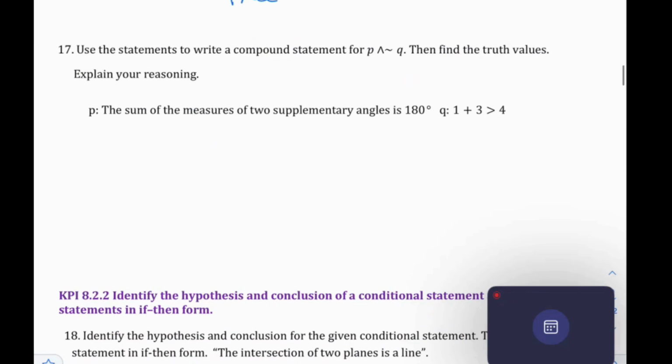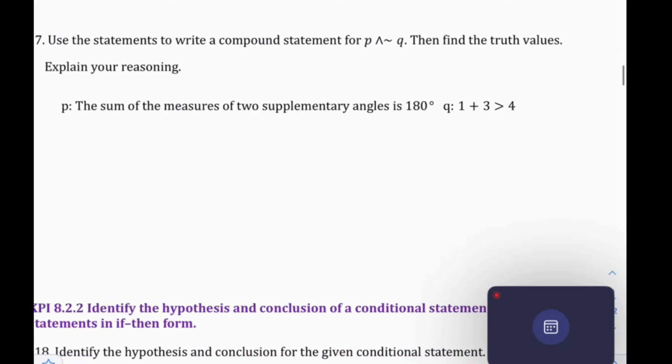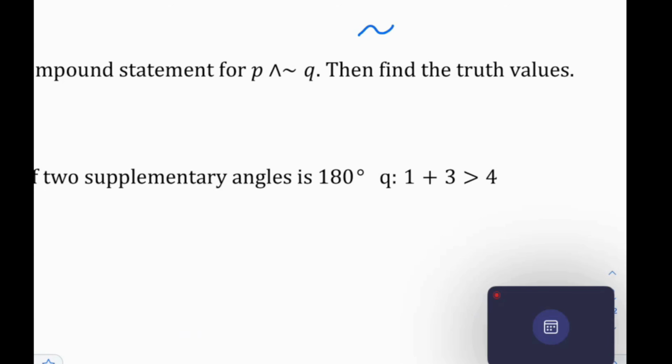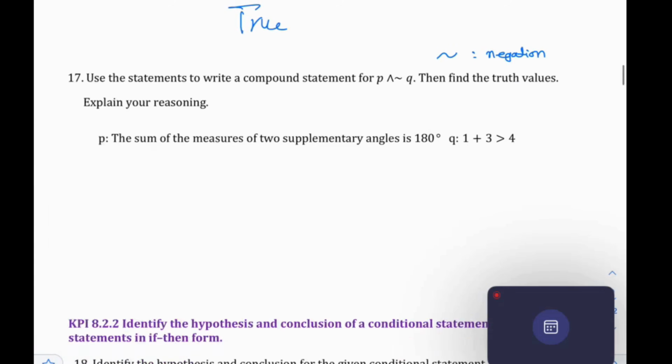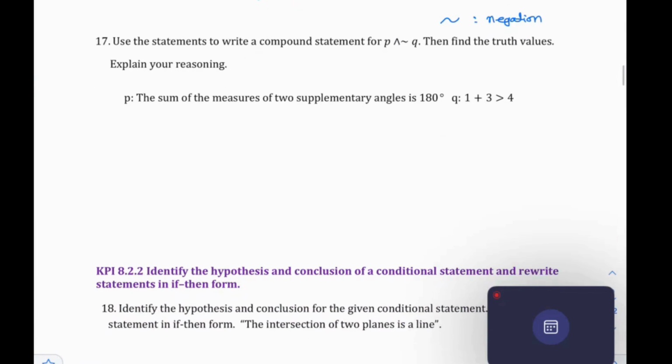Okay, now moving to something additional, which is this symbol. This symbol is the negation. Negation means it's the inverse of what you were saying. If the statement was true, then the negation is false. If it was false, then the negation is true. So let's first write it.